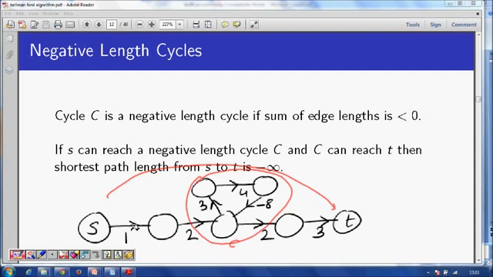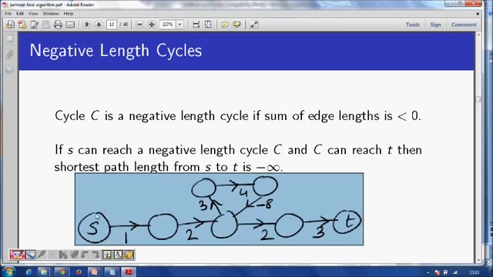So this is a negative cycle. When I go 1, 2, 3, now coming to this node, after that I will keep cycling here in this cycle, roaming around, and then what will happen? Every time I will gain minus 1. So if I do it like this, I can do it an infinite number of times, and then some time I will reach T. So this T also has distance minus infinity.